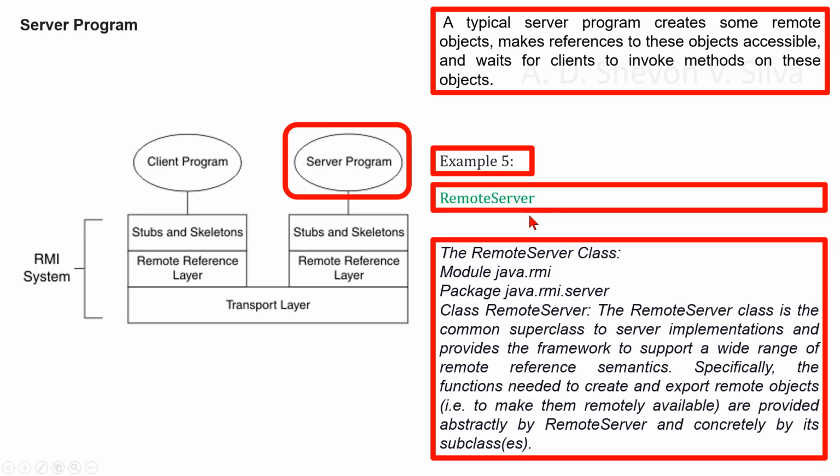Now we are considering the RemoteServer class. This is in the package java.rmi.server, which is in the module java.rmi. The class RemoteServer is the common superclass to server implementations and provides the framework to support a wide range of remote reference semantics. Specifically, the functions needed to create and export remote objects, that is, to make them remotely available, are provided abstractly by RemoteServer and concretely by its subclasses.